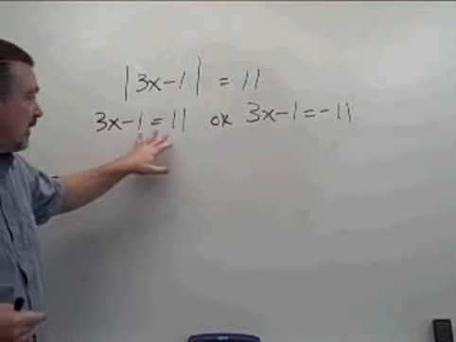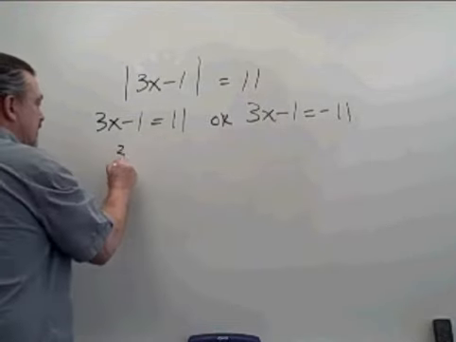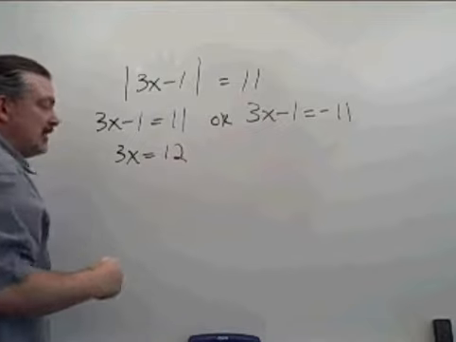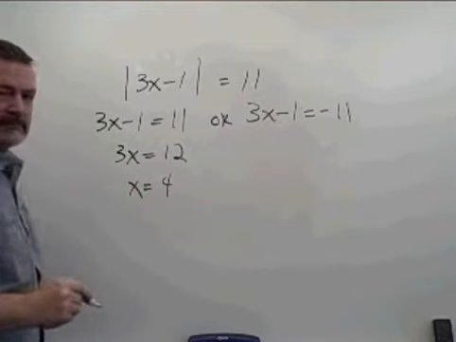So here I would what? Add 1 to both sides to solve this linear equation. I'd have 3x equals 12. And then dividing both sides by 3, I'd have x equals 4.